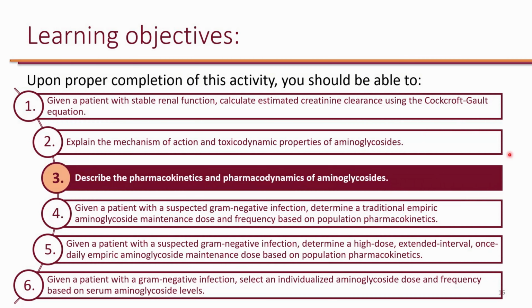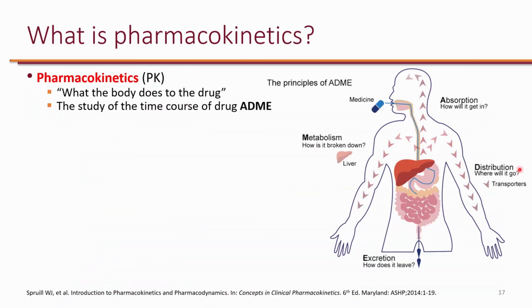We estimated creatinine clearance. We looked at the mechanism of action and toxicodynamic properties of aminoglycosides. Now, the next learning objective is to describe the pharmacokinetics and pharmacodynamics of aminoglycosides.